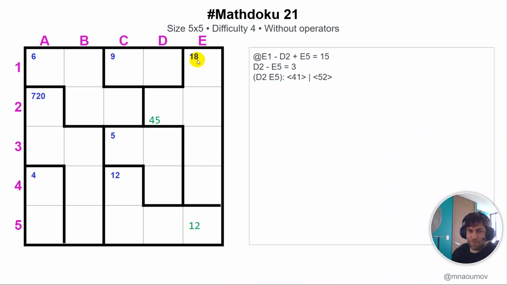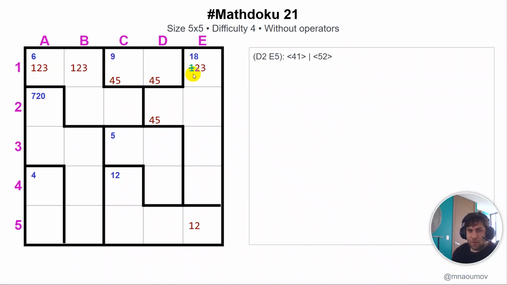So it's 18. If we look at the value of cage E1, subtract the value of D2 and add the value of E5, that will be the sum of all cells from column E, which we know is 15. From this logic, we know that D2 minus E5 is 3, which leaves us with only two options. It's either 4-1 or 5-2. In this case, we have a single set of candidates, so fill them in. These are the candidates we fill in for the first row.